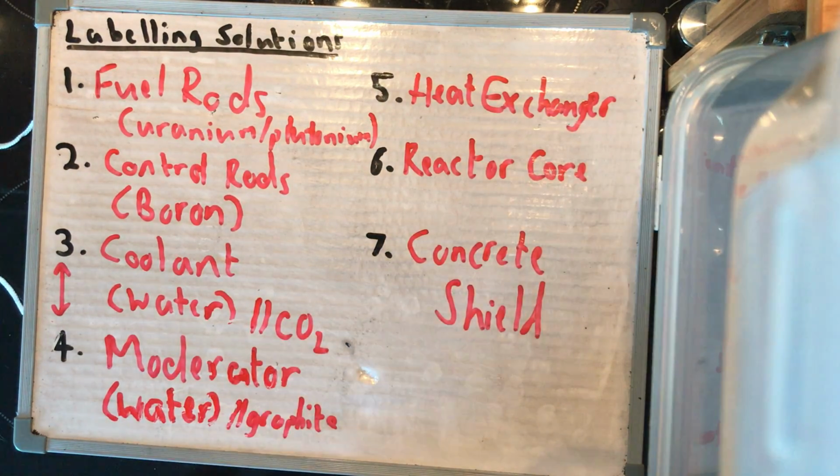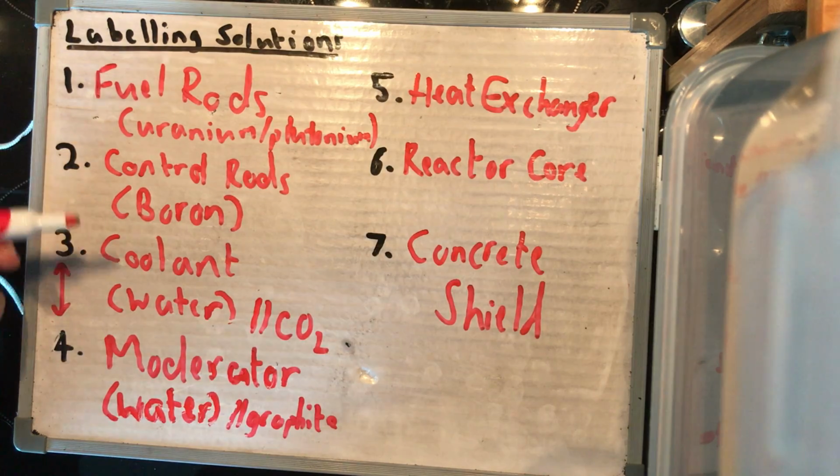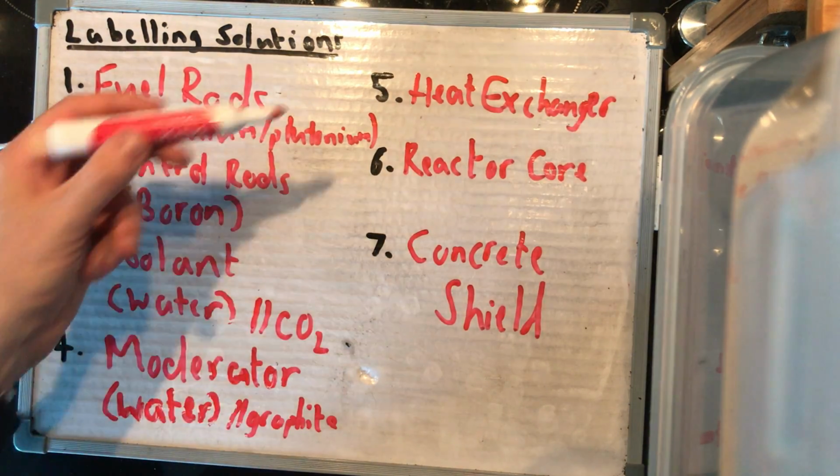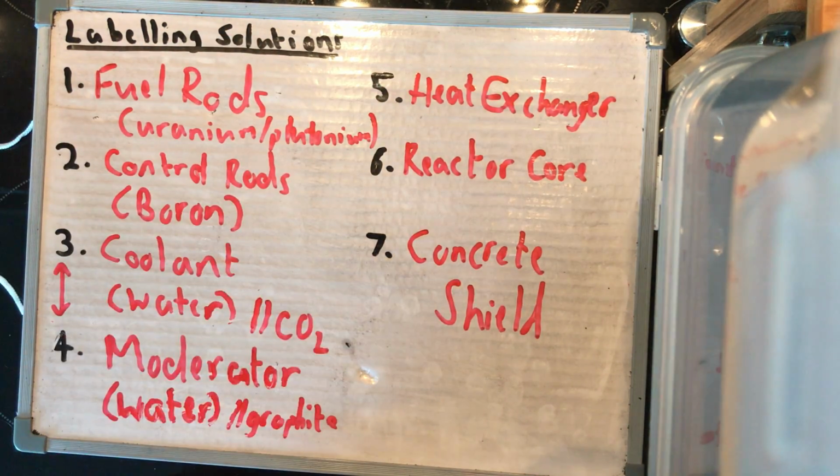So there you go, those are the solutions. Fuel rods, control rods, coolant and moderator interchangeably, heat exchanger, reactor core, and the concrete shield. Add to your diagram if you need to, make any corrections, or just tick off your answers and then stick it into any notes you're working on.